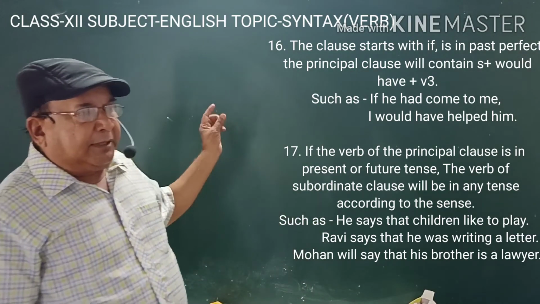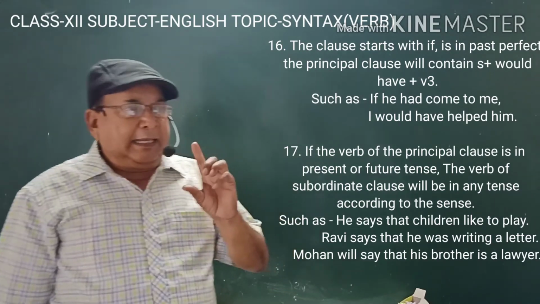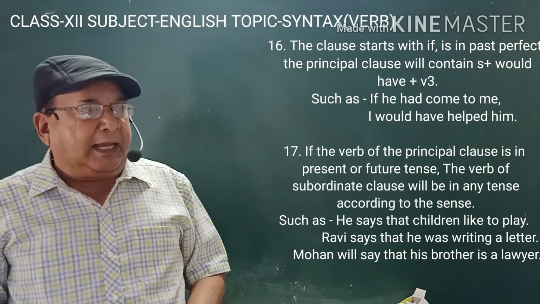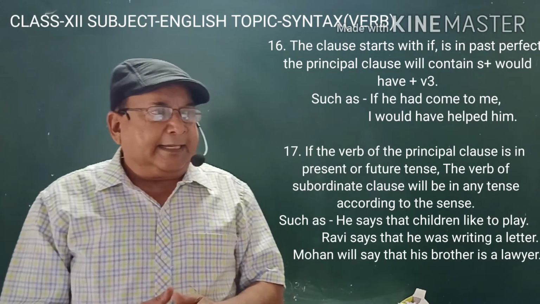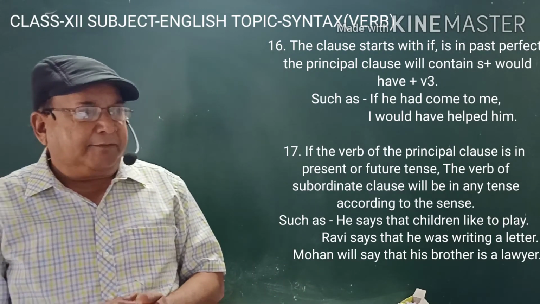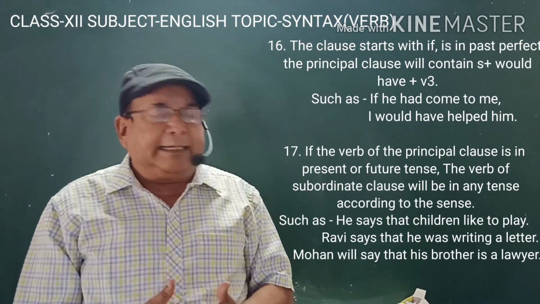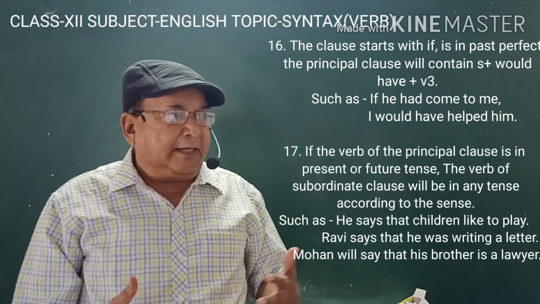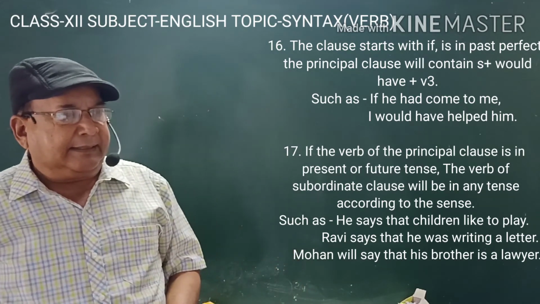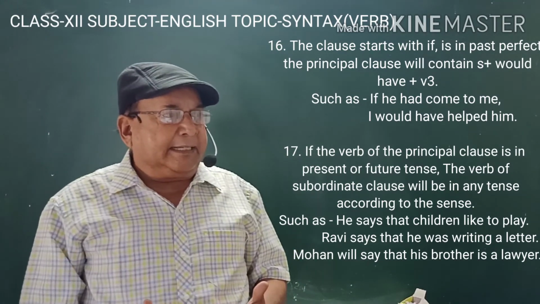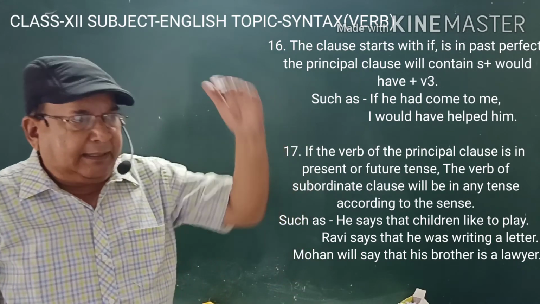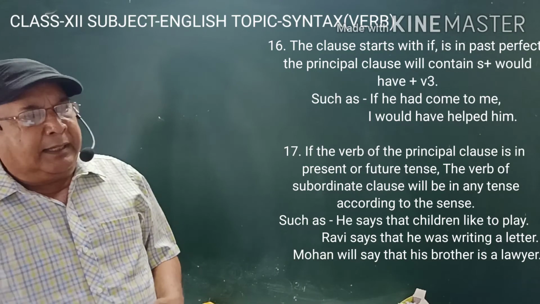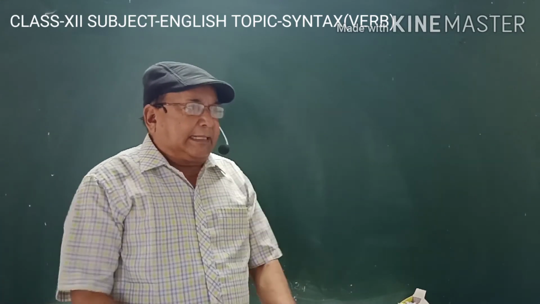Another point, if the verb of the principal clause is in present or future, the verb of the subordinate clause will be in any tense according to the sense. For example, he says that children like to play. Ravi says that he was writing a letter, and Mohan will say that his brother is a lawyer. Because these principal clauses are in present or future, the last clause will be according to the sense.